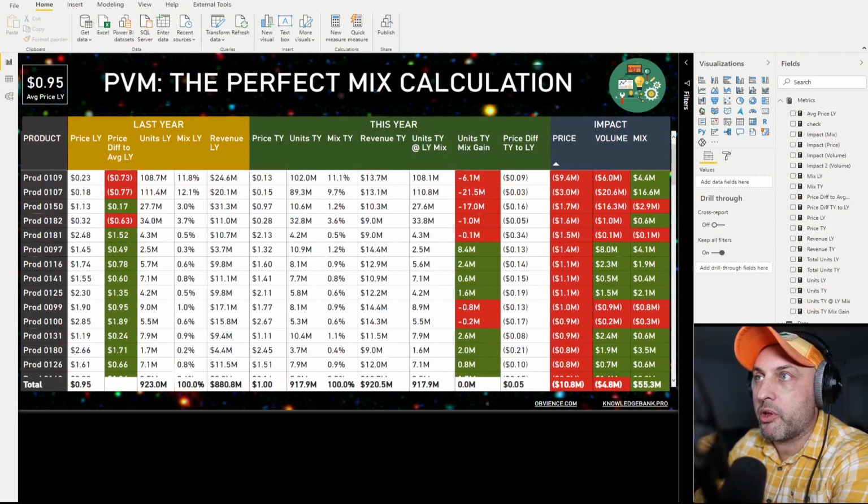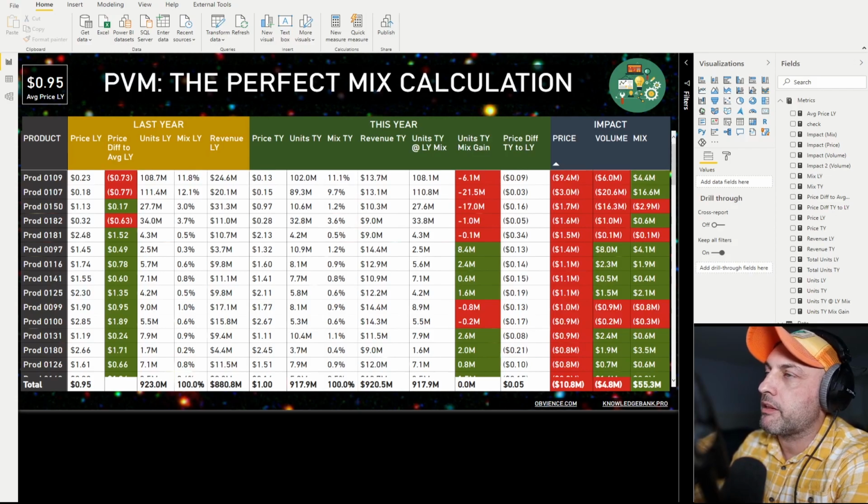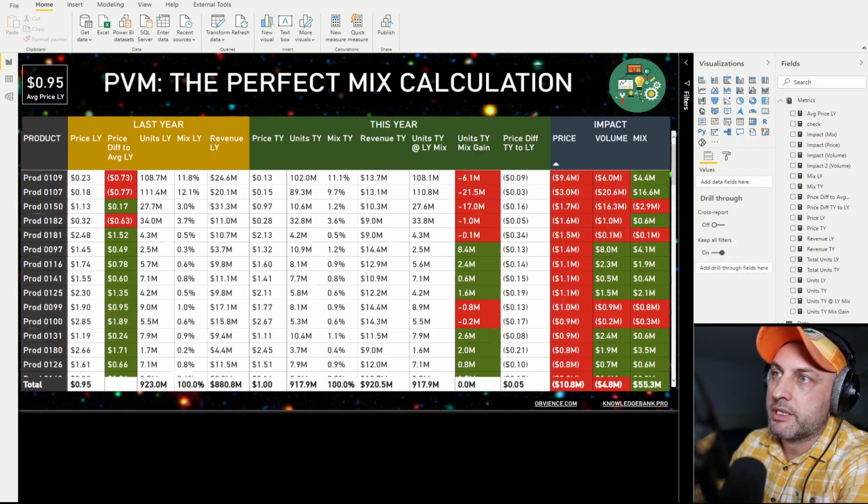As a part of this lab, you also get a Power BI desktop file that has a sample data set, and all the calculations are already implemented here. So what we're going to do is go through all of those calculations so you can see how they work.